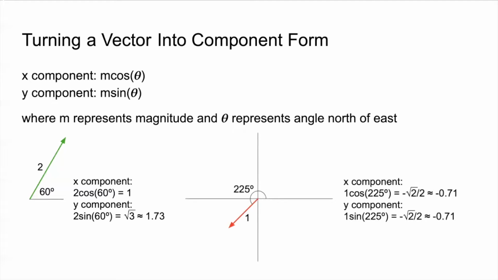The red vector is a little more difficult because the angle is not expressed in north of east, so we have to turn it into north of east. So we just start with the line going east, and we go up and around in a circle until we get to the red vector, and then the angle that we travel is the angle north of east. So in this diagram, you can see that the angle north of east is 180 plus 45, or just 225. So the x component of the red vector is 1 times cosine 225, which is negative root 2 over 2, or approximately negative 0.71. And the y component is the same thing.